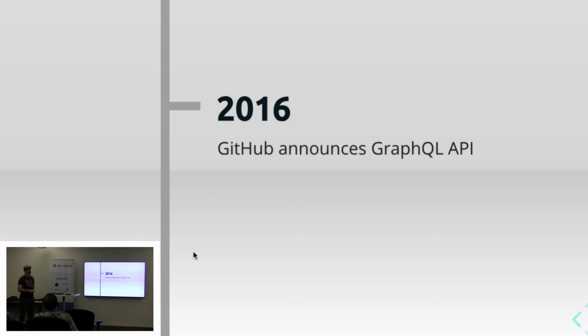2016, there's a big announcement. Maybe if you have been following GraphQL, you remember. GitHub announced the public API is now going to be accessible through GraphQL. And this is 2016, around September.